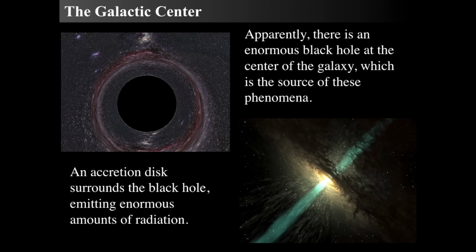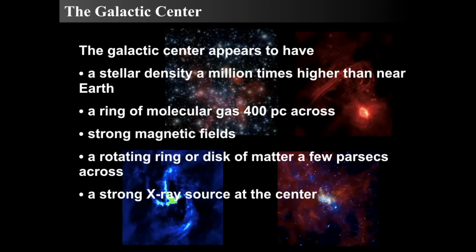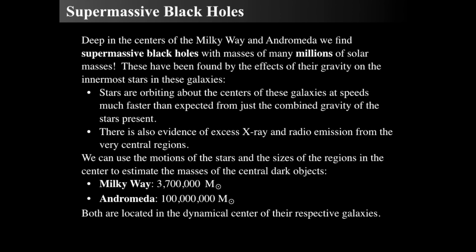So the Galactic Center has a high stellar density. There are millions of times more stars in the volume there than there are near the Earth. There's an enormous ring of molecular gas, about 400 parsecs across, that emits in radio light as well as infrared. There are incredibly strong magnetic fields that permeate the entire area. There's a huge rotating ring of gas and dust that's a few parsecs across right around the center, and there's an incredibly strong X-ray source in the center.